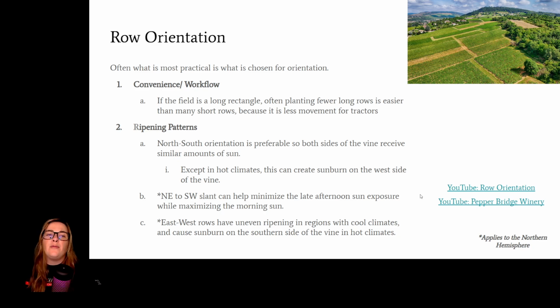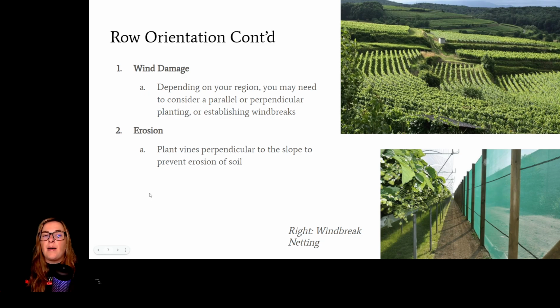So it's very helpful. And then a couple more things to consider for your orientation of your rows is wind damage. If you live in an area with extreme winds, it could be very harmful to your vines, right? So depending on your situation, you may need to consider a parallel or perpendicular planting or establishing wind breaks, right? So you could plant those very tall cypress trees, or you could establish this windbreak netting. There's lots of options of what you could do to protect your vines from wind, but something to consider.